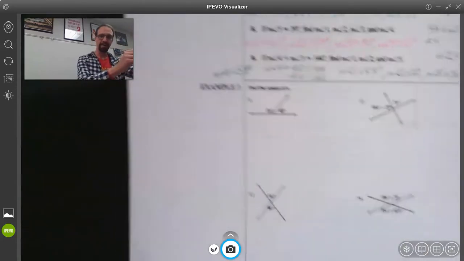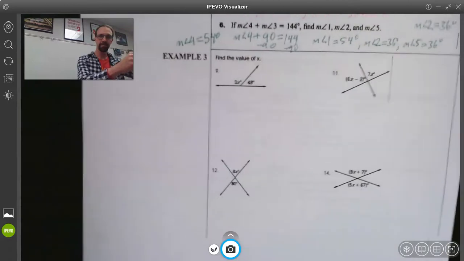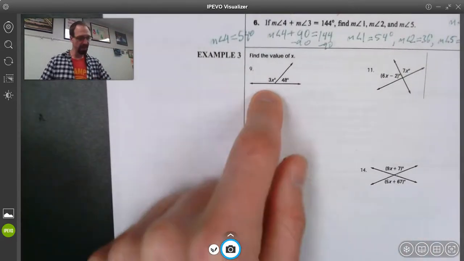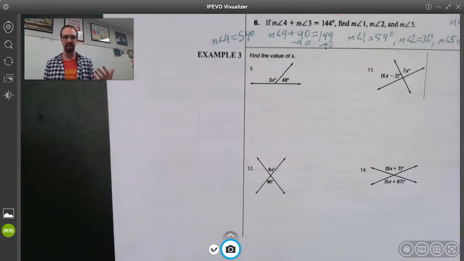Here we're going to be finding the value of x. For this one, I'm looking at any of the theorems or postulates that I can use to identify just the relationship between these. Looking at this, I can see that 3x, 3 times x degrees, and 48 degrees both form a linear pair. So I know that if I add these two together, 3x plus 48, I'm going to get 180 degrees.